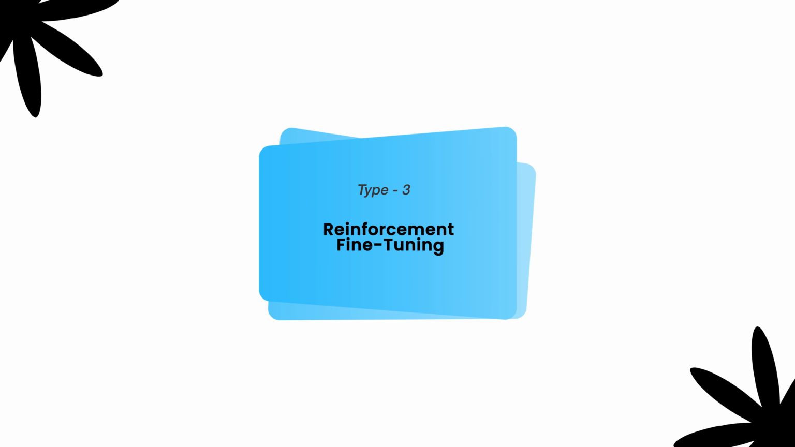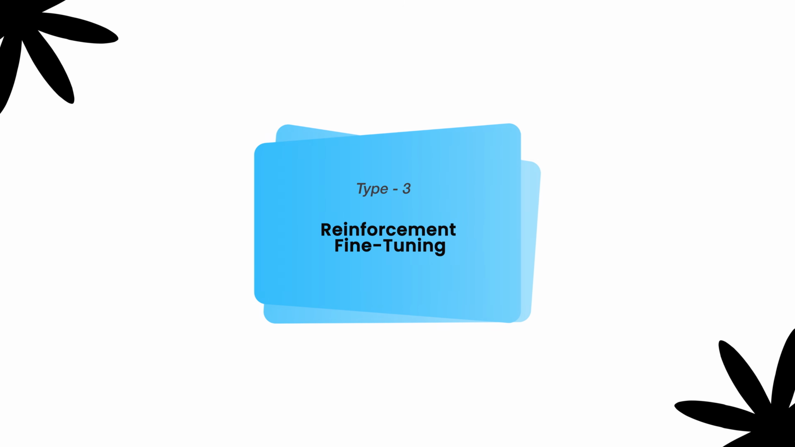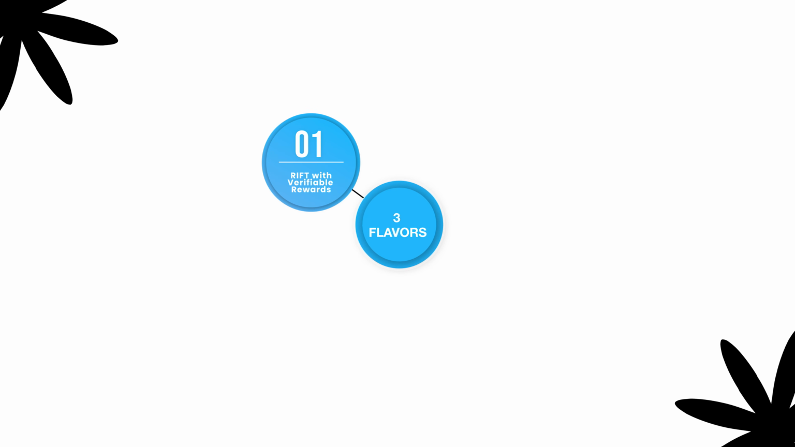Now, the next thing that we're going to talk about is reinforcement fine-tuning, because this category has exploded in the last year. There are 3 flavors to understand. The first one is reinforcement fine-tuning with verifiable rewards, which is the technique behind models like OpenAI's O-Series, DeepSeek R1, and most modern reasoning models. The idea is pretty simple.